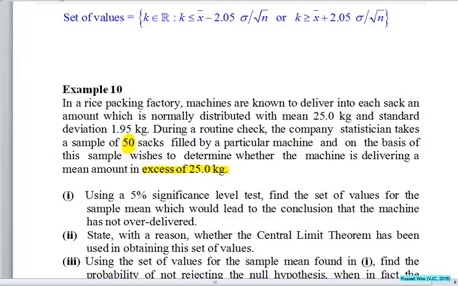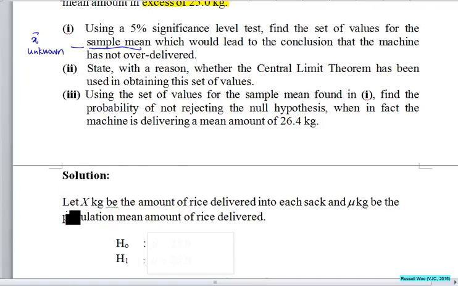So now, it's interesting that the sample mean, this little x bar, is unknown. There's no way of using GC actually. Cannot use GC. Let's do part 1 first. Never mind, we do the same thing.